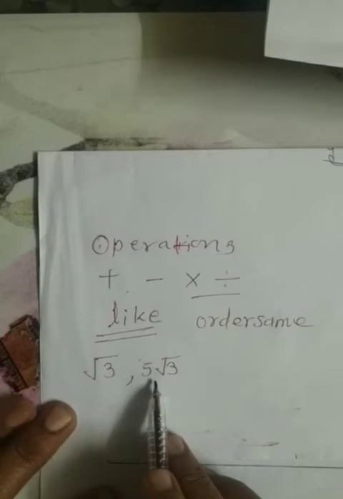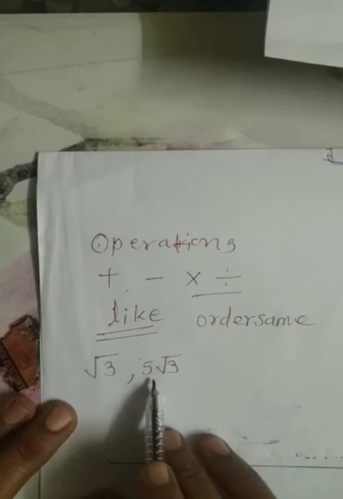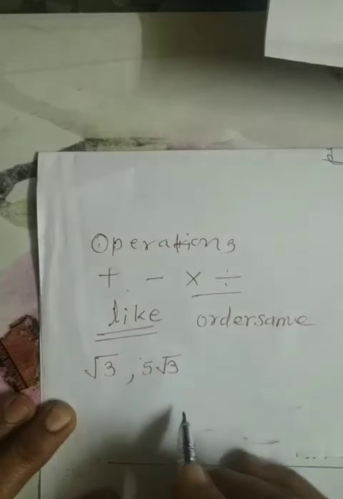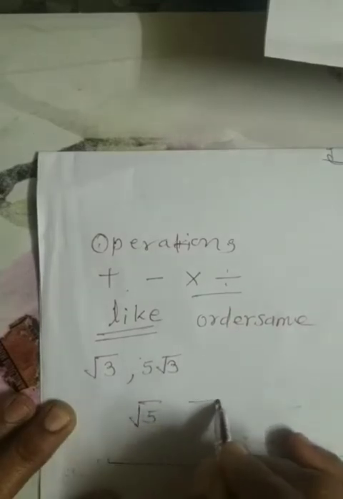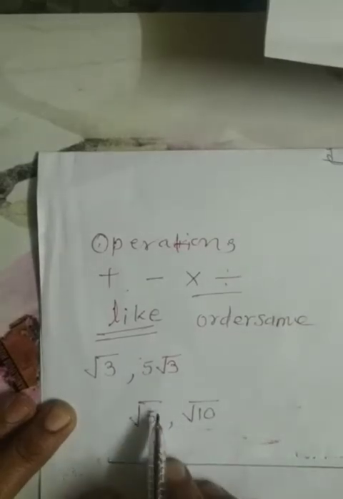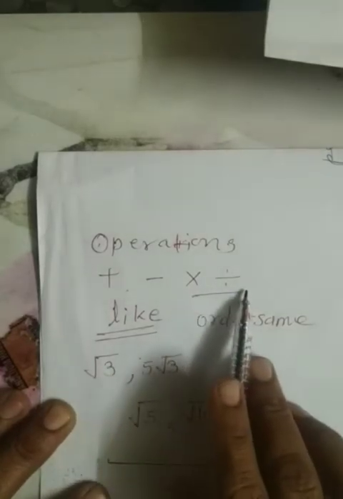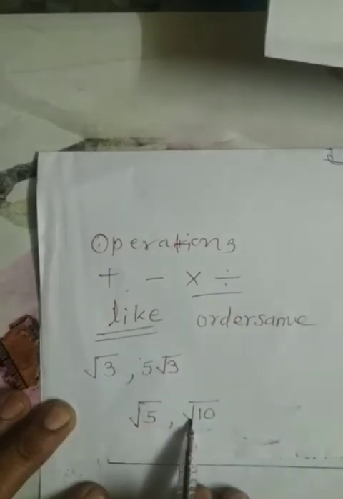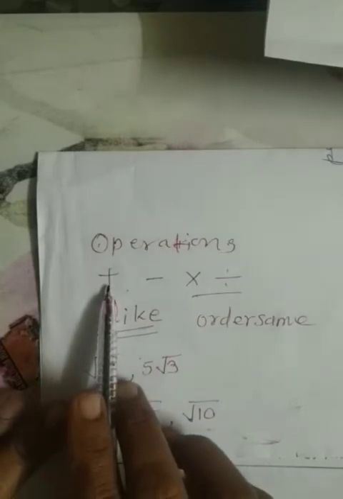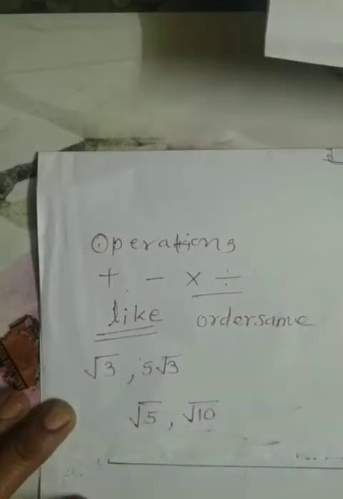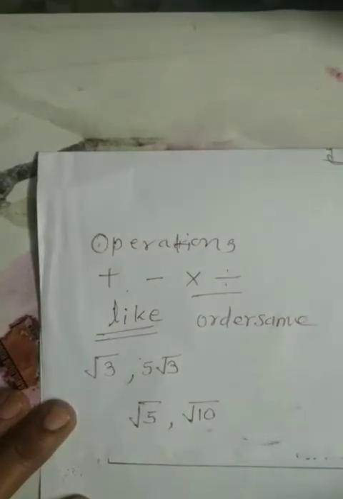In this pair of numbers, both radicand and order are the same. But take root 5 and root 10. Here radicands are different, but order is the same. At that time we can do multiplication and division, but we can't do addition and subtraction. Such examples we have to solve in question number 6 and onward.